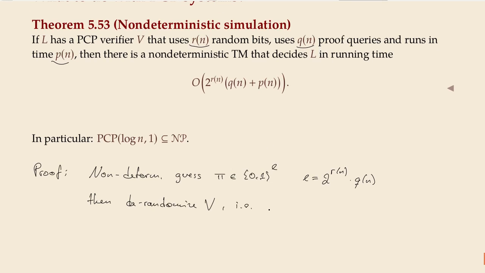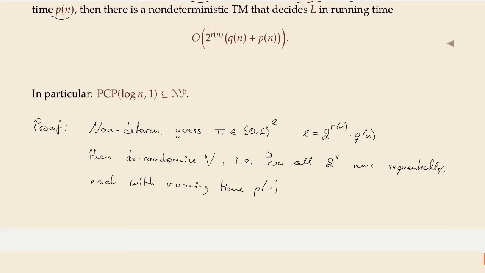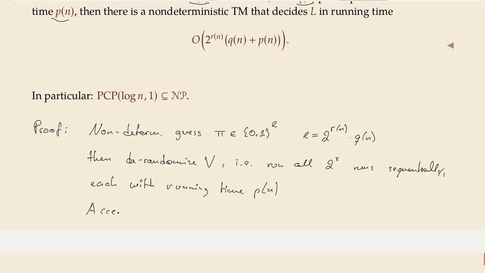So run all 2 to the R, it's not more than those. I'll just skip the O of n. Well, and if you think about it for a second, each has running time P of n. And when should you accept? Well, when all of these accept. Because then you're in the case that there's this probability 1 to accept, then you have the right proof, otherwise you just reject.